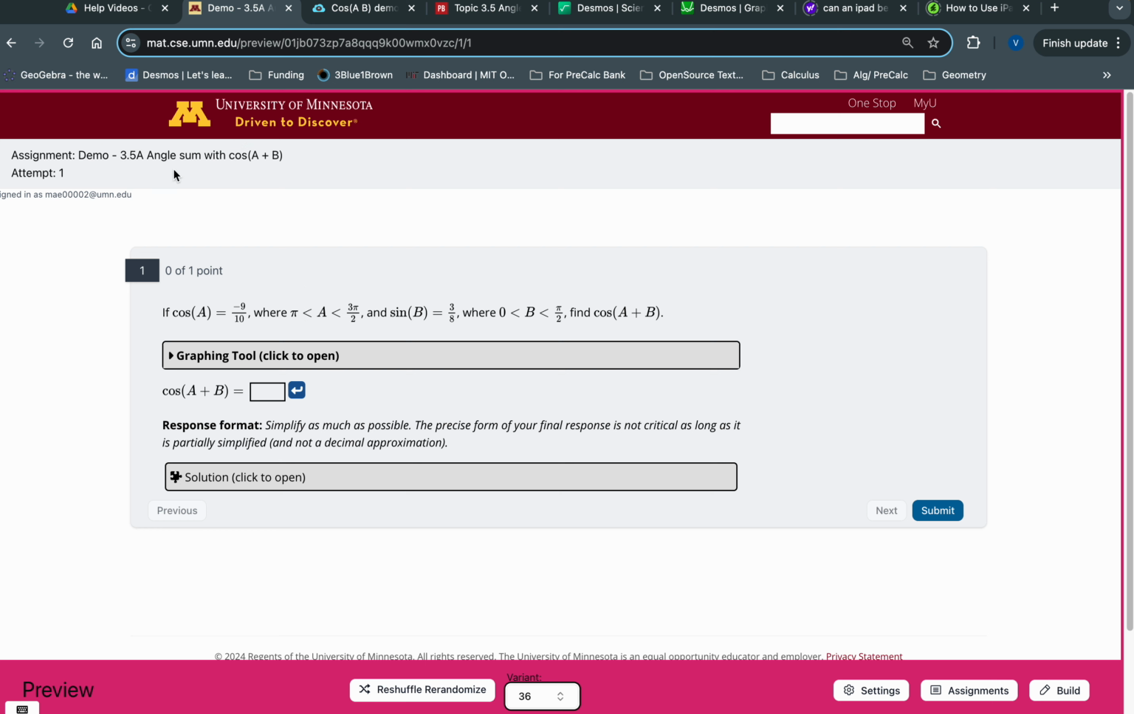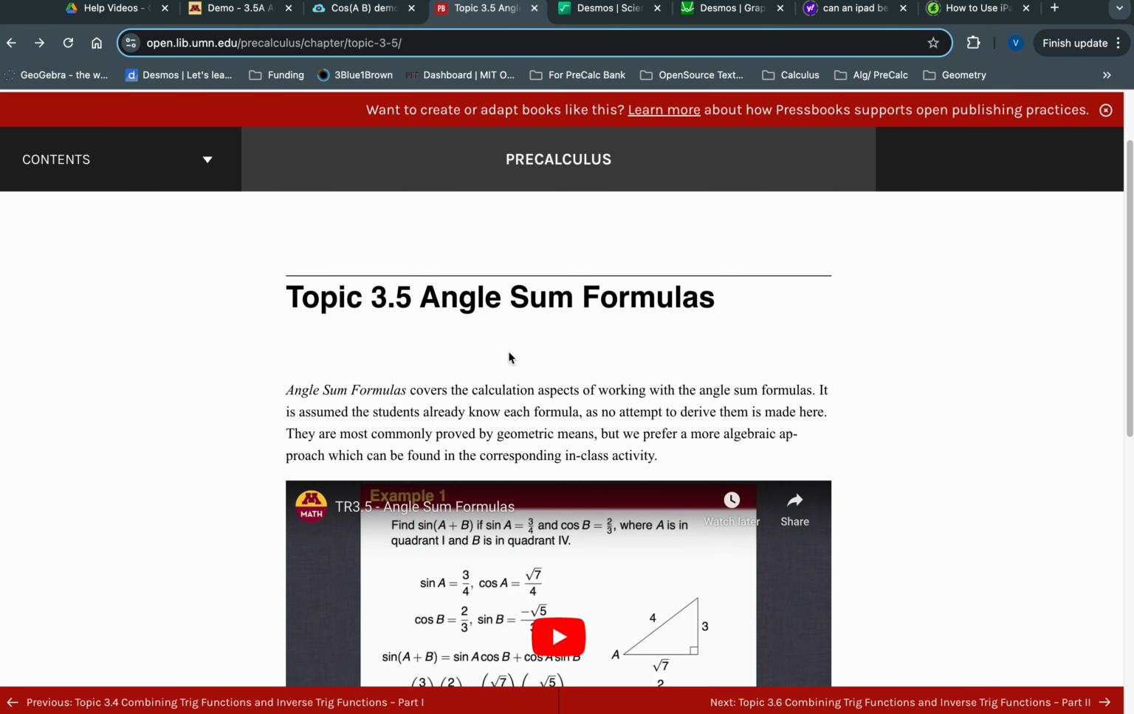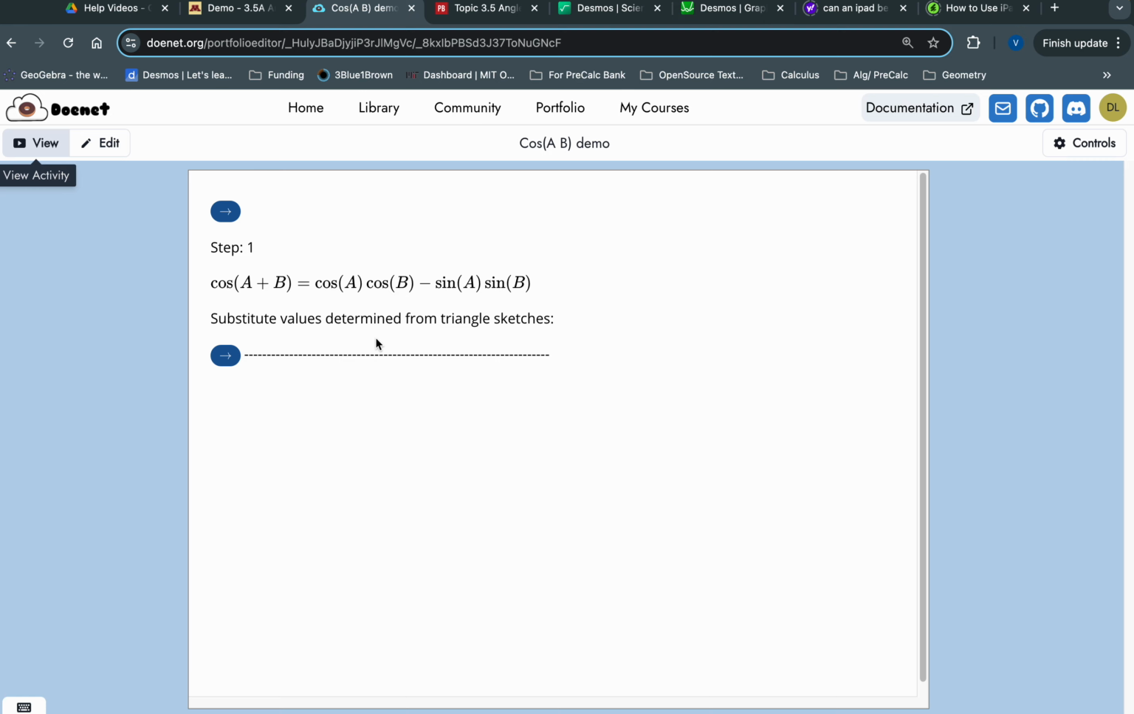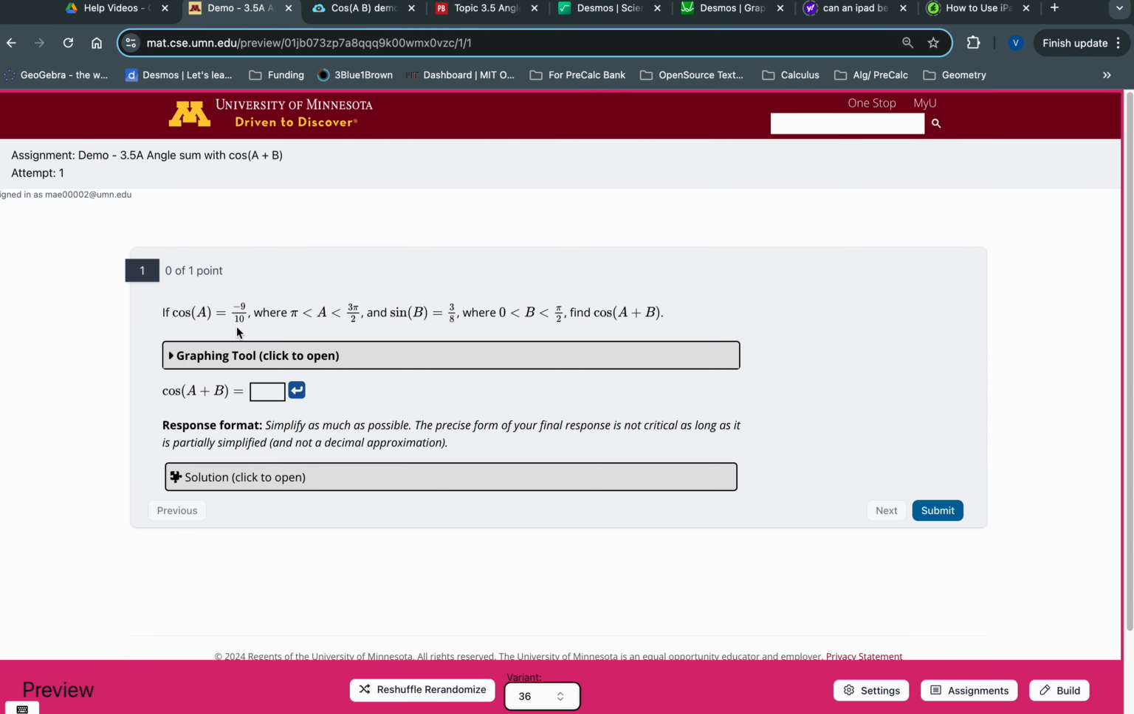I'm going to do a quick demo of solving angle sum problems that you might see in homework 3.5a. So this is topic 3.5 in the textbook. In this example problem, we're given the cosine of A is negative 9/10, where A is in the third quadrant, and the sine of angle B is 3/8, where B is in the first quadrant.